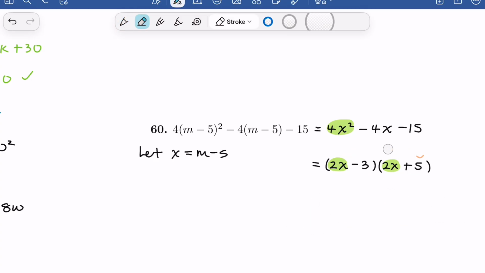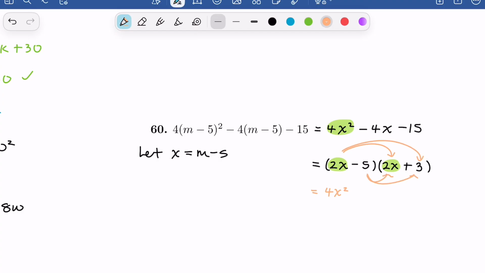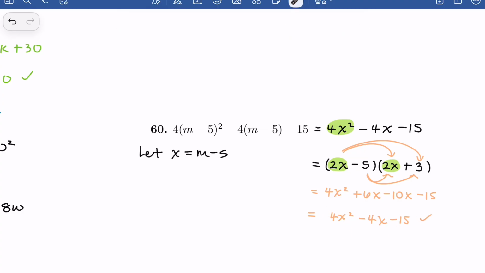So let's redo this here. If I'm going to make it a -5 and a +3 instead, let's see what we get. We're going to end up with, again, 4x squared by multiplying those. Then we're going to end up with a 6x and a -10x and a -15. So we're going to end up with 4x squared minus 4x minus 15, which is what we wanted. Now we essentially factored this trinomial correctly, but this is not where we end up.